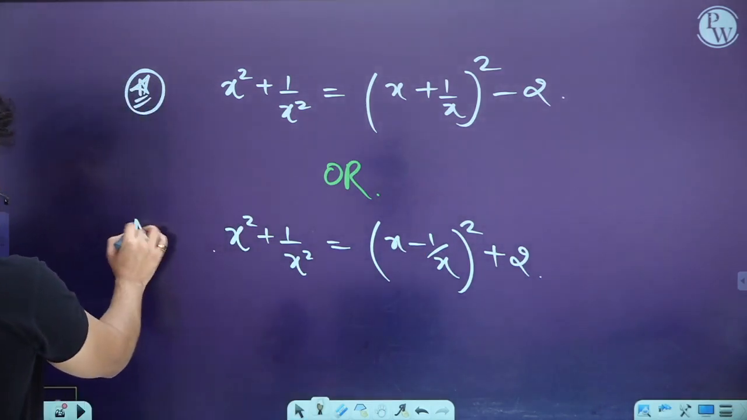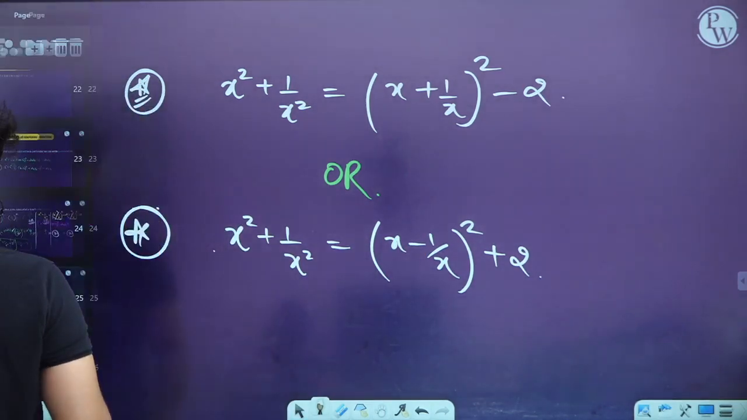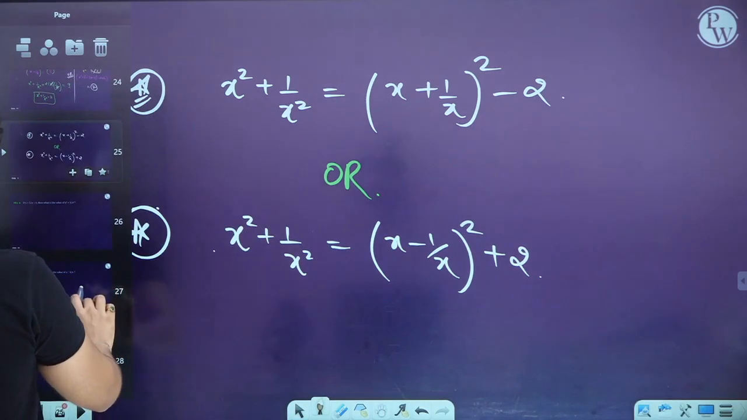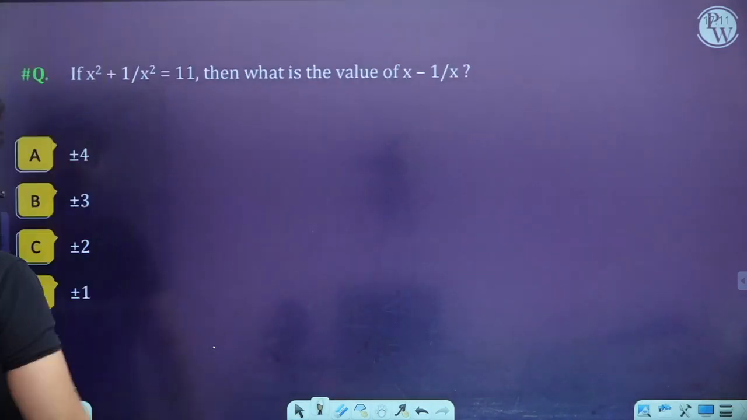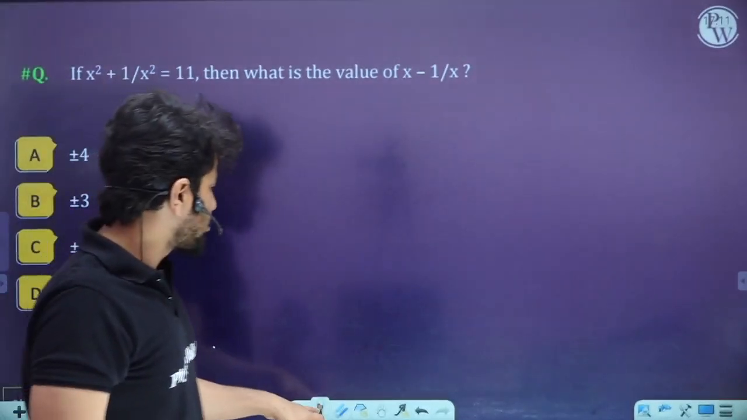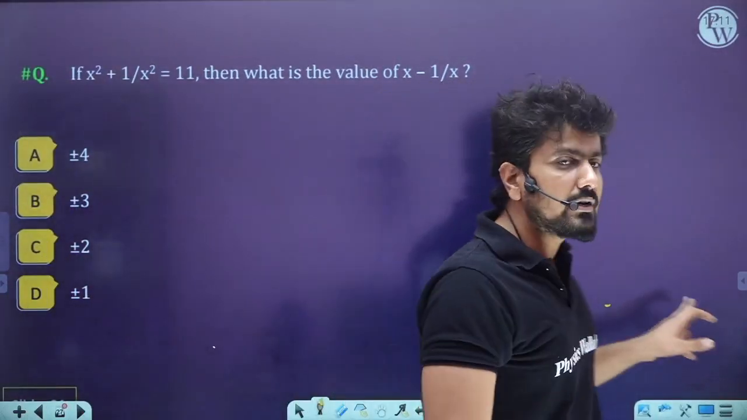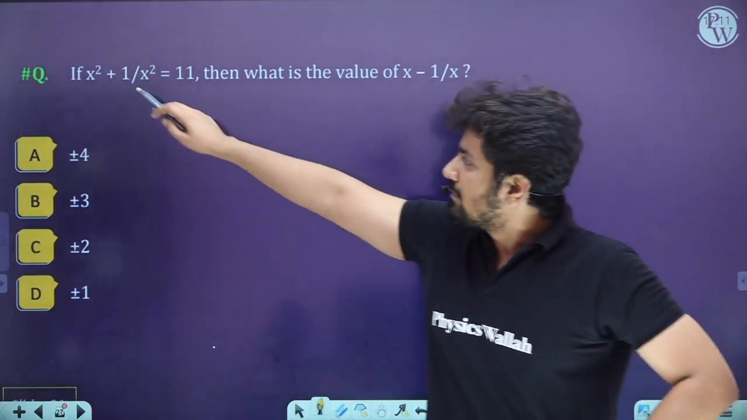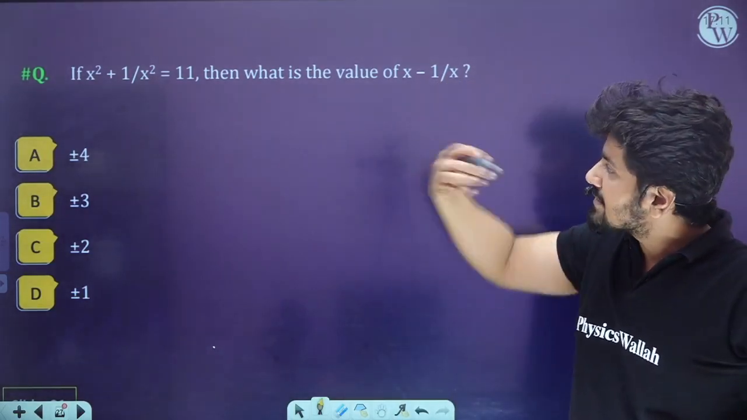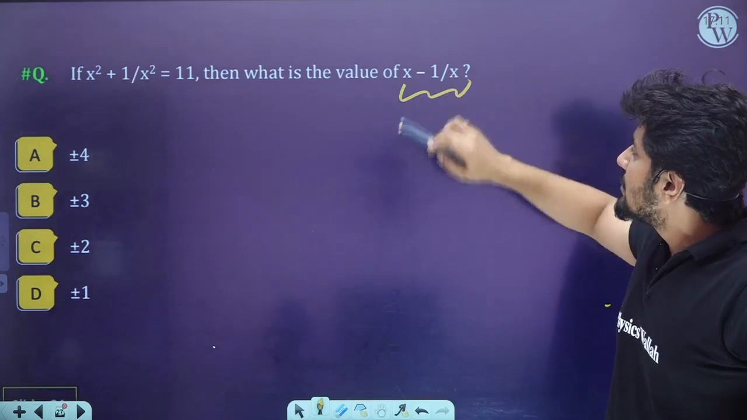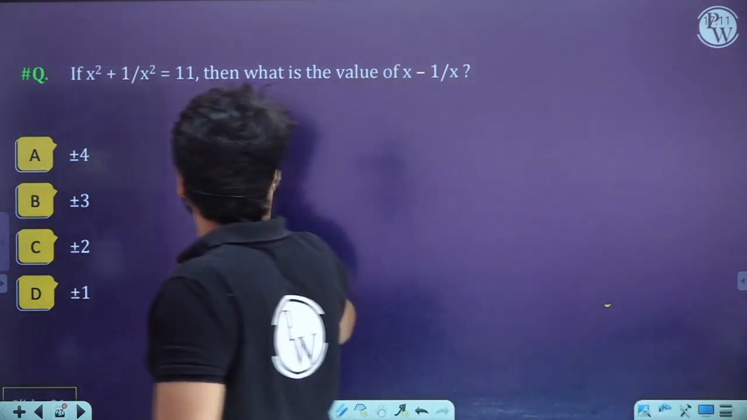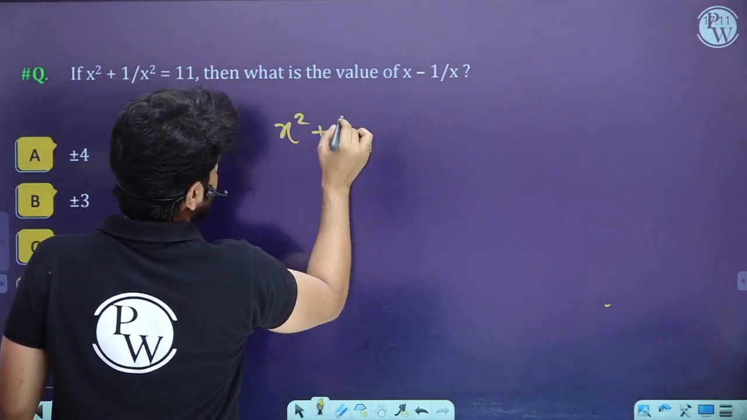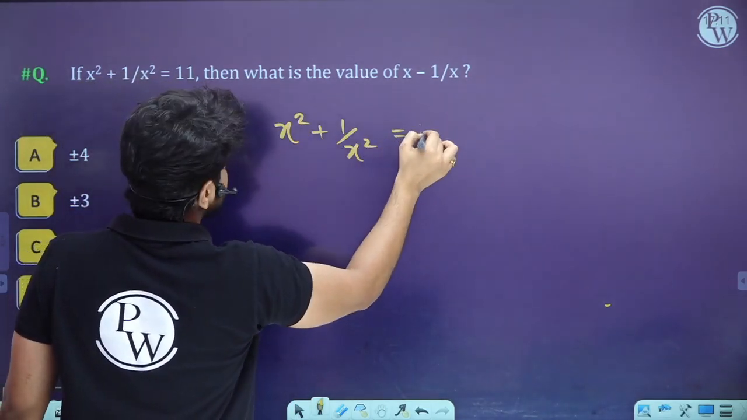Okay, so this is very, very important, because it is used in bigger questions. Suppose this is the question. The value of x square plus 1 by x square is already given. They have given you the value of x square plus 1 by x square as 11, and they are asking you the value of x minus 1 by x.